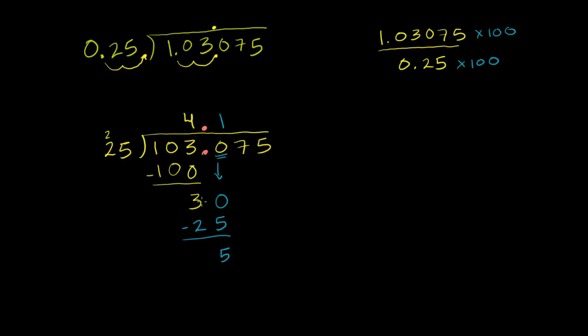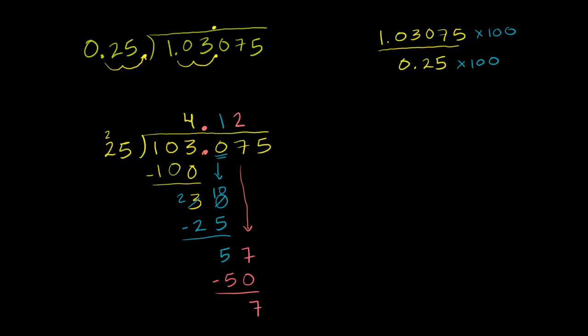I mean, we could do all of this borrowing business or regrouping. This can become a 10. This becomes a 2. 10 minus 5 is 5. 2 minus 2 is nothing. But anyway, 30 minus 25 is 5. Now we can bring down this 7. 25 goes into 57 two times, right? 25 times 2 is 50. 2 times 25 is 50. And now we subtract again. 57 minus 50 is 7.